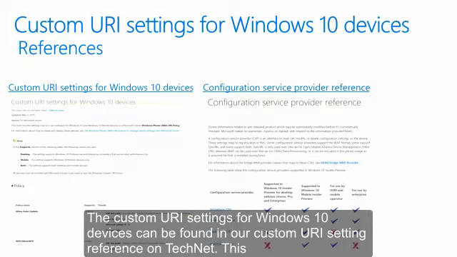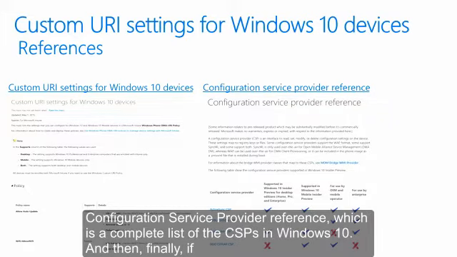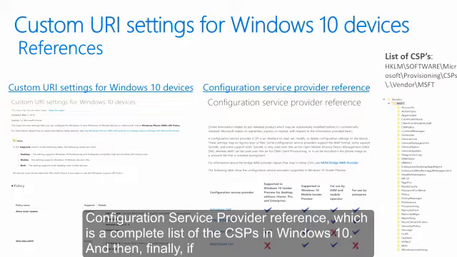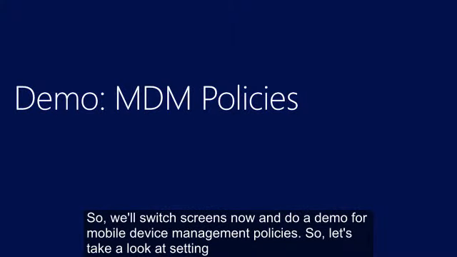The custom URI settings for Windows 10 devices can be found in our custom URI setting reference on TechNet. This is kept up to date with what the current version of Windows 10 is providing. It also can be cross-referenced with the Configuration Service Provider reference, which is a complete list of the CSPs in Windows 10. And then finally, if a user is curious on their own system which CSPs are implemented, they can find the complete list in the registry. So we'll switch screens now and do a demo for mobile device management policies.